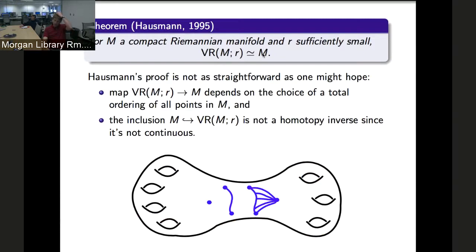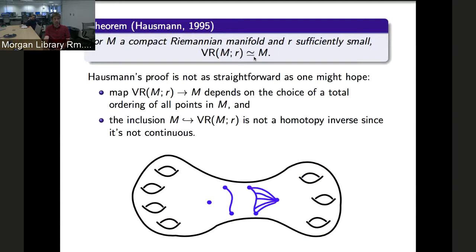You might think that an obvious homotopy inverse going back from the manifold to the Rips complex is just to include each point in the manifold to its corresponding vertex in the Rips complex. So unfortunately, this can't be a homotopy inverse because it's not even a continuous map. In a simplicial complex, the vertex set is discrete, whereas the manifold isn't discrete. So we can't have this inclusion map from a continuous manifold into the discrete topology on that same set. So this is pointing out why Hausmann's proof gets a little bit difficult.